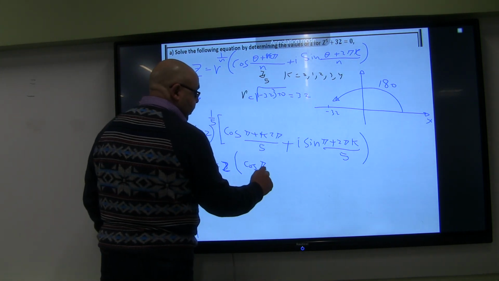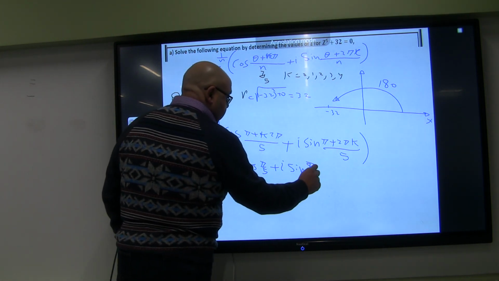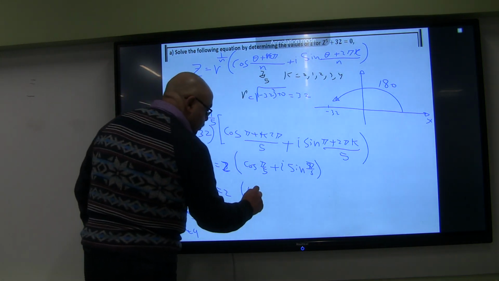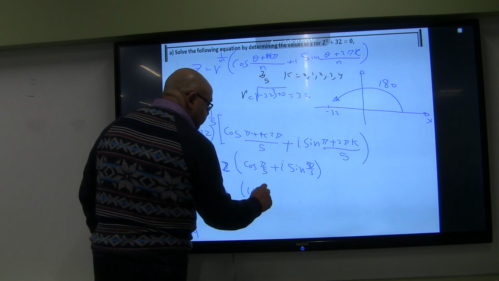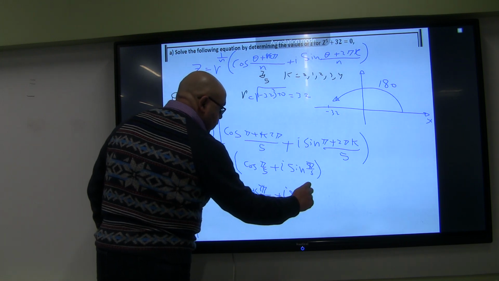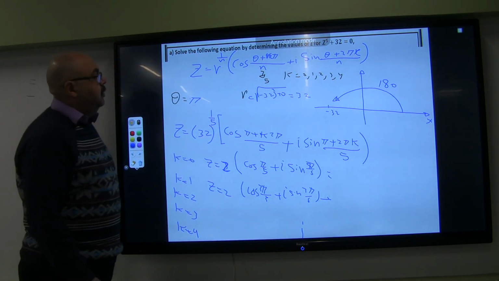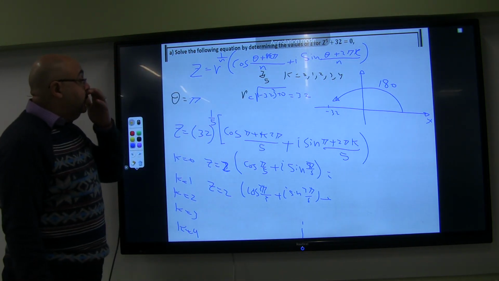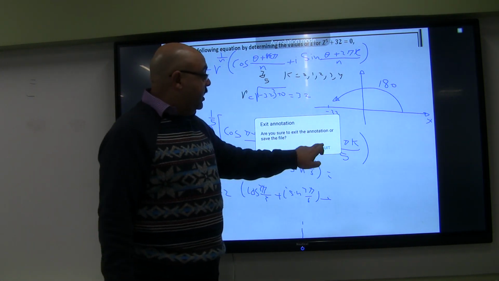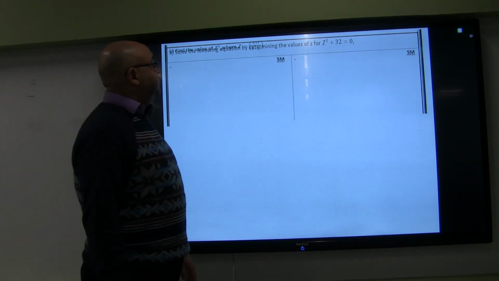Open your bracket, cosine pi over 5, plus i times sine pi over 5. For the second one, it's going to be 2 times cosine 3 pi over 5 plus i sine 3 pi over 5, and so on. For the rest, I will get the 5 roots for this value. We will have similar problems in our main lectures.